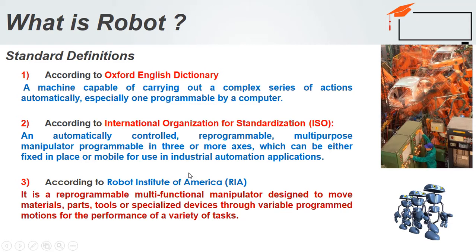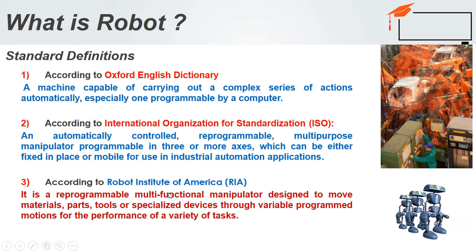It can perform the task, which can be either in a fixed place or mobile, for industrial automation applications. The robot can be fixed in one place to perform the desired task which the human needs, or else the robot can move in a corridor of the industry to move the material from one place to another place. Okay, so that's why they define the robots in this manner.